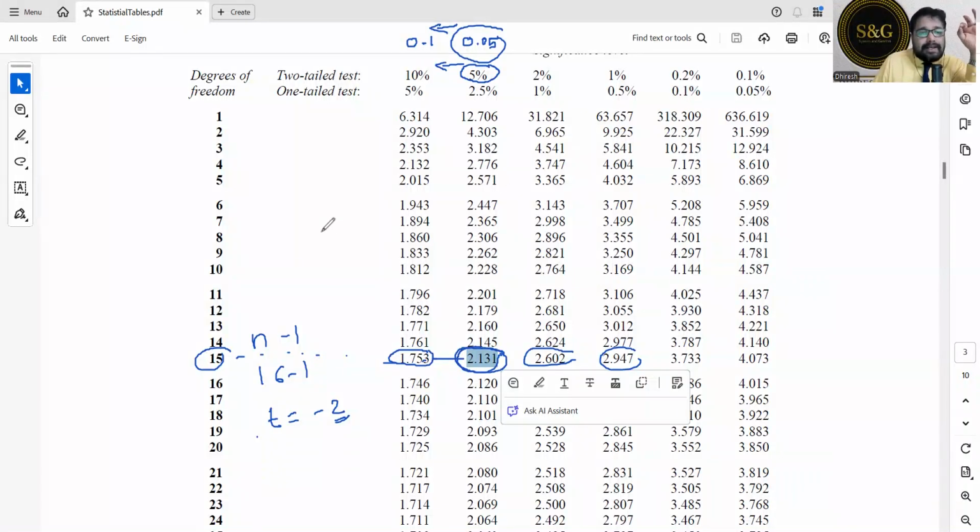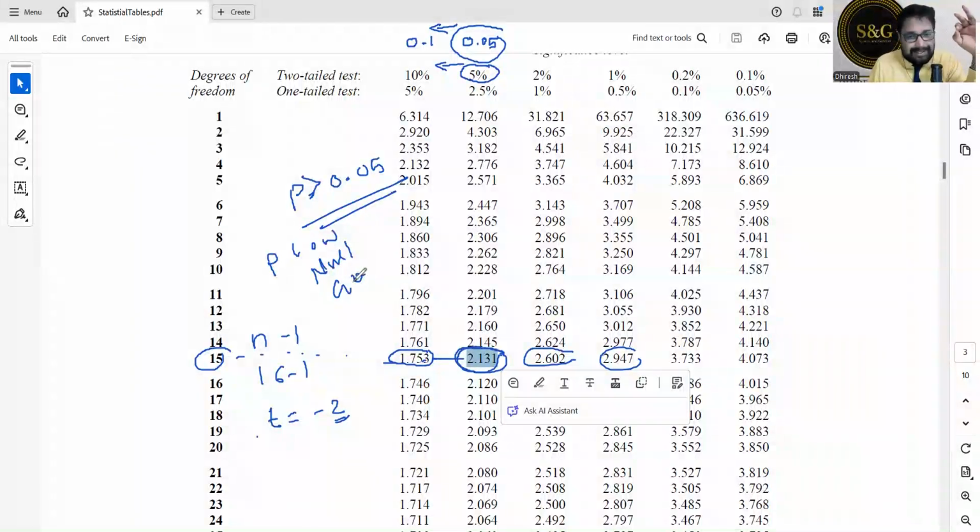So that means my p value is greater than 0.05. So you remember p low, null go, right? Null go. In this case, the p value is greater than 0.05. So we cannot reject null hypothesis. In this case, we cannot reject null hypothesis. Okay. Yeah, degree of freedom, I will explain you.